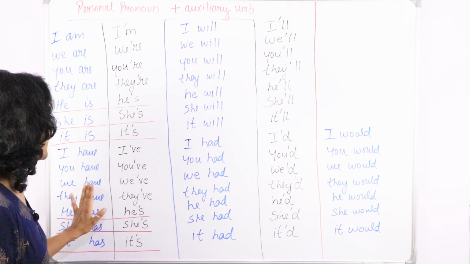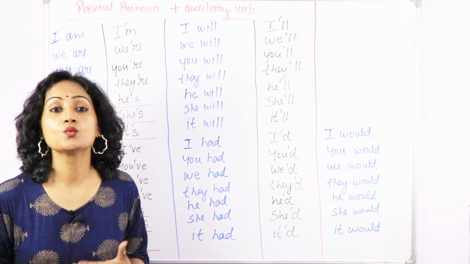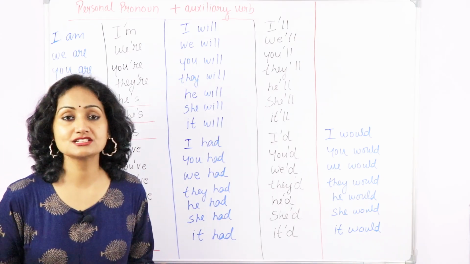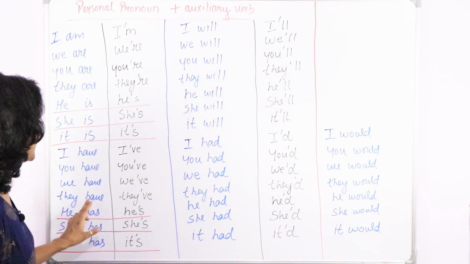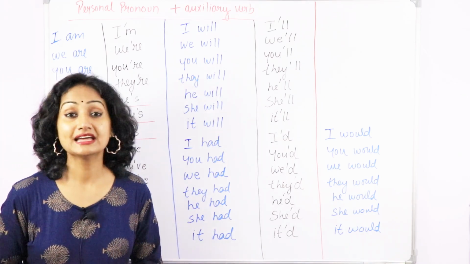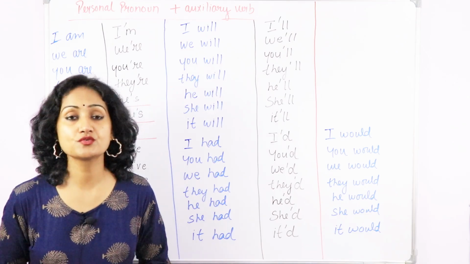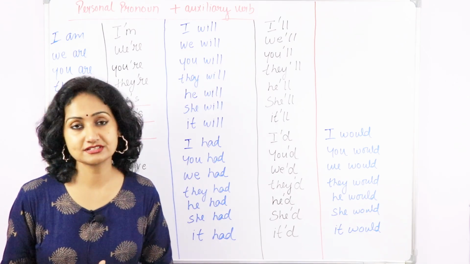So "you have" is "you've." "We have" is "we've." We have done that. We've done that. And "they have" is "they've." They have written the letter. They've written the letter.